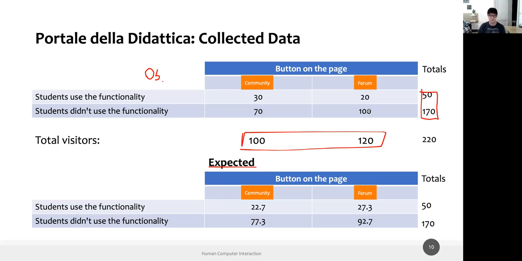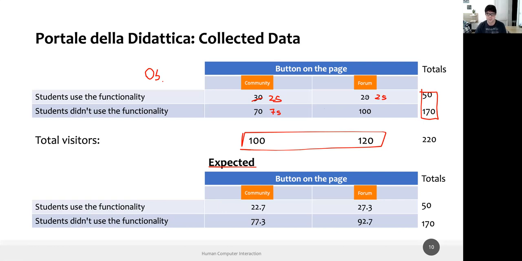If you can write briefly in the chat. So the comment is correct. If we change, for example, the students who click on community, we have to change the students who didn't click on community and the ones who clicked on forum. So if, instead of 30, we have 25, to keep this number 100 and to keep this number 50, we have to change both these and this.